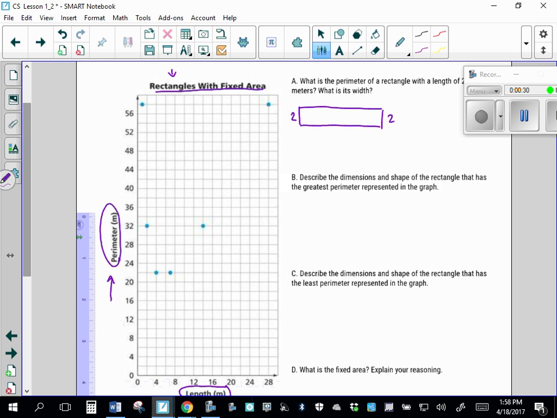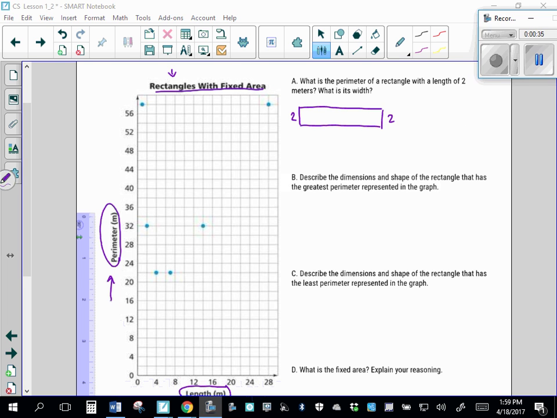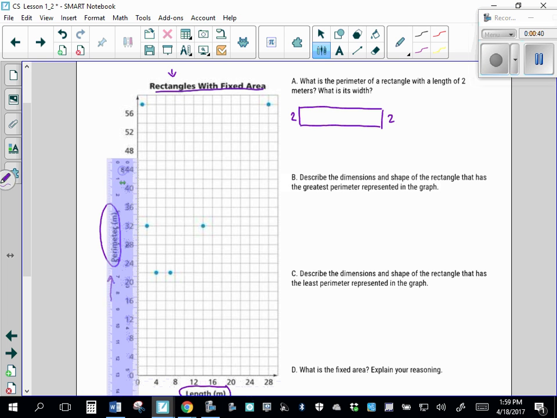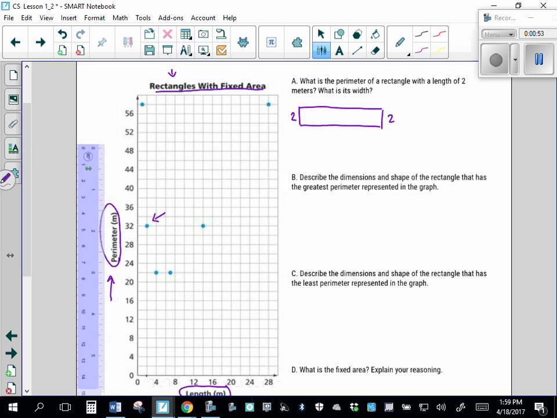If you read problem A, it says, what is the perimeter of a rectangle with a length of 2? And my suggestion was to take the straight edge and go to the length of 2, which would be right here, down here, and then project up and find the point that has a length of 2, and that's this point right here. I'll call it point A. I know that the perimeter is 32. So I know the length is 2. I don't know the width, but I know the perimeter is 32.